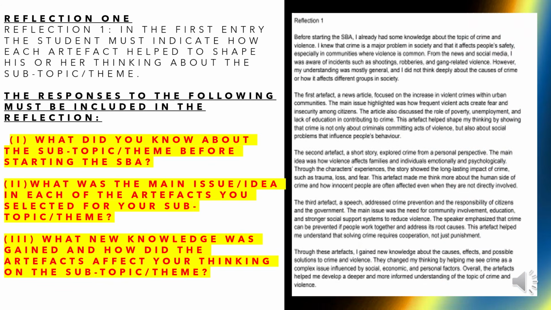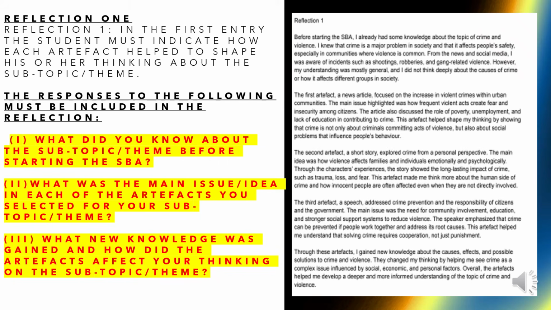The sample reflection 1 reads: Before starting the SBA, I already had some knowledge about the topic of crime and violence. I knew that crime is a major problem in society and that it affects people's safety, especially in the community where violence is common. From the news and social media, I was aware of incidents such as shootings, robberies, and gang related violence. However, my understanding was mostly general, and I did not think deeply about the causes of crime or how it affects different groups in society.